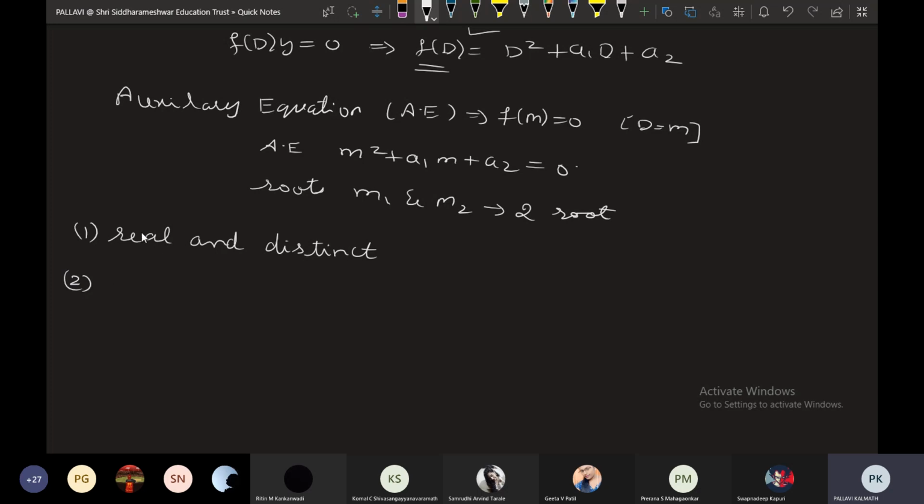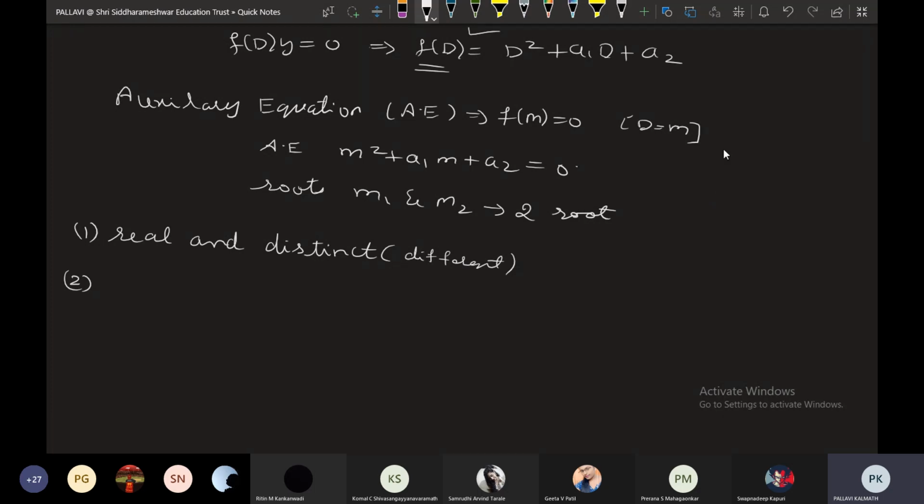Real means you know the real numbers. Okay, then distinct means what? Different or same? Unique. Okay, unique means different. Distinct means different values.